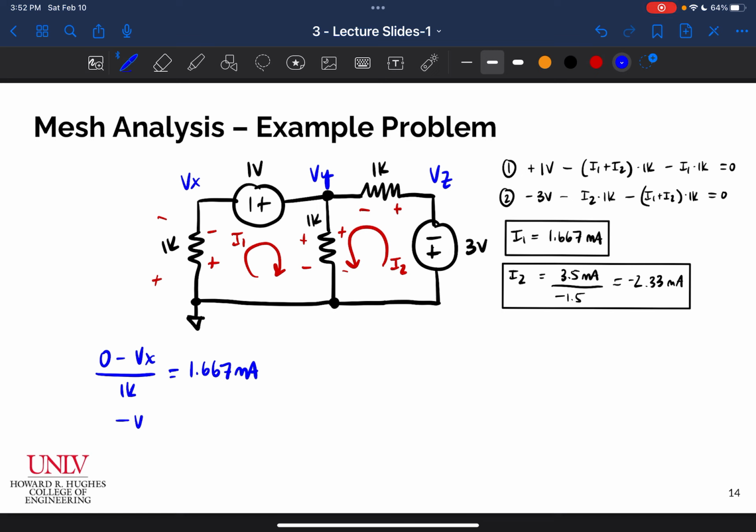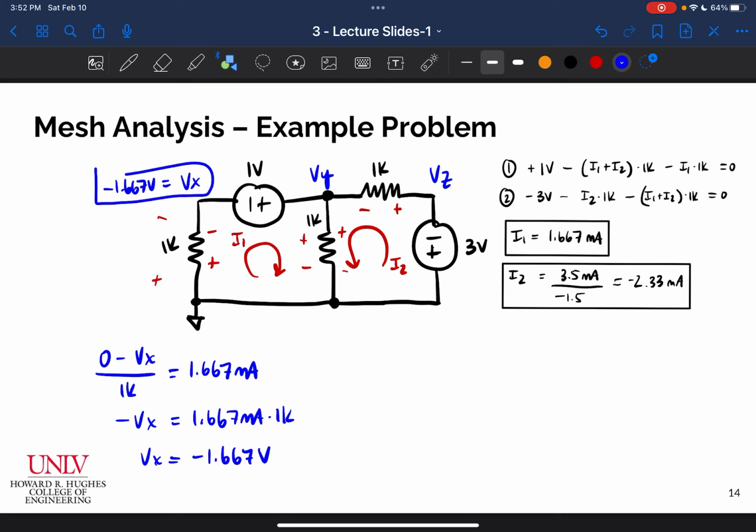So I can say that negative Vx is equal to 1.667 milliamps times 1K, which tells me that Vx is negative 1.667 volts. Okay, so this guy is negative 1.667 volts. I'm going to go ahead and box that. I'm done with Vx.